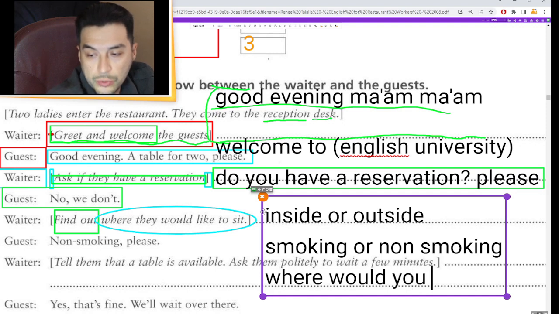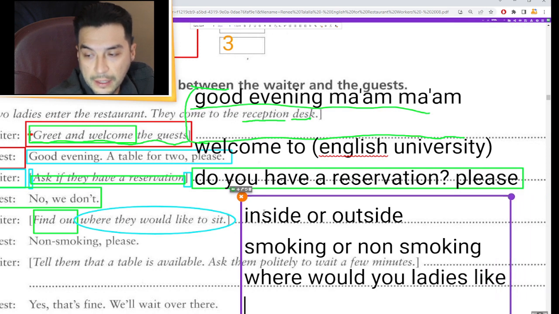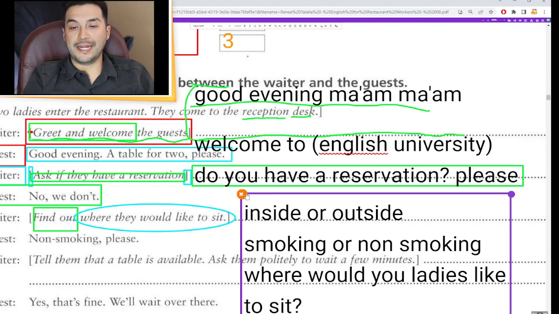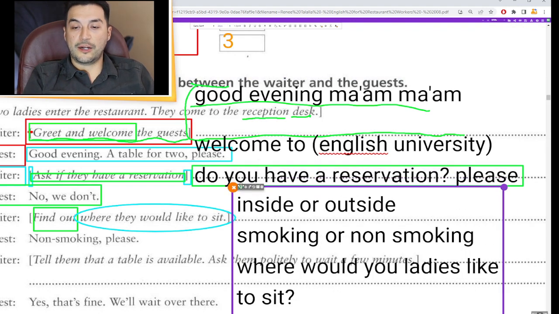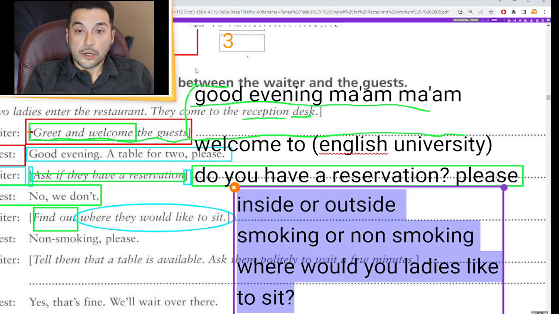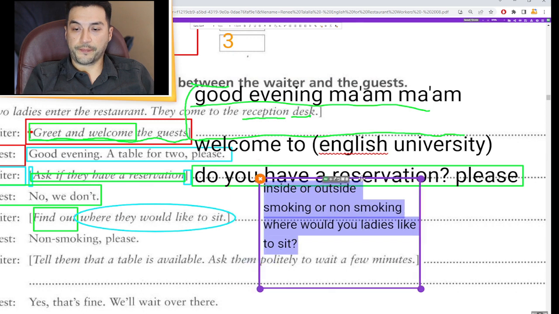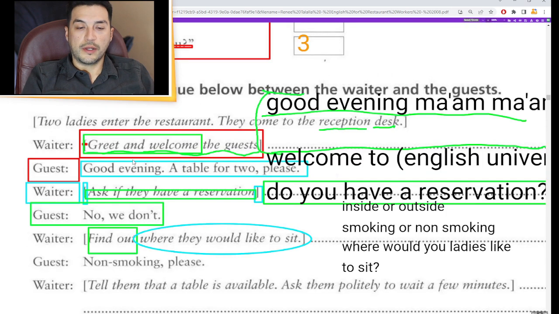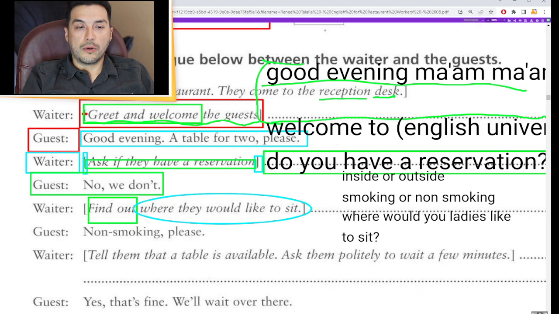Where would you, ladies, like to sit? Smoking or non-smoking? Where would you like to sit? Inside or outside? Correct? Excellent. They respond. Non-smoking, please. We would like non-smoking.